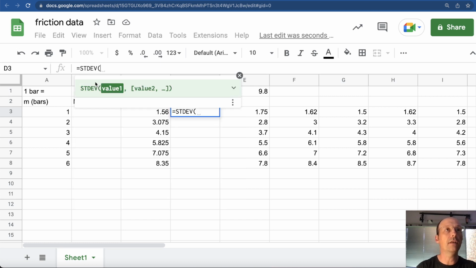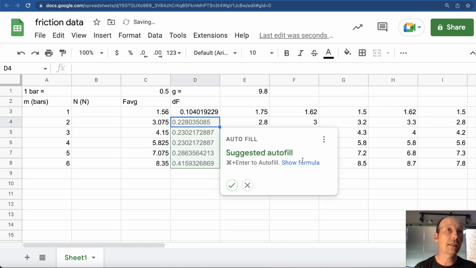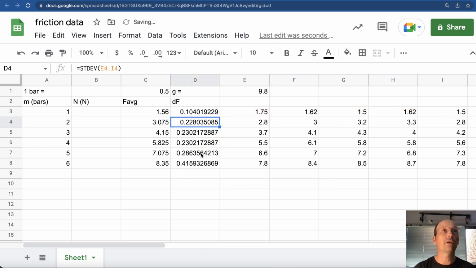STDEV, not EDV. And then highlight that. Close parentheses. Yes, please fill it. So now I have my force and my uncertainty. I'm going to actually plot the uncertainty in some cases. Right here, it's fairly high, 0.4 out of 8.3, but we can use that as error bars.